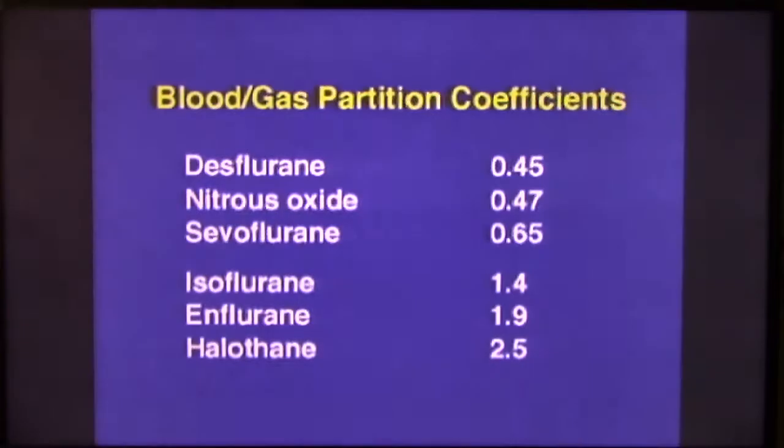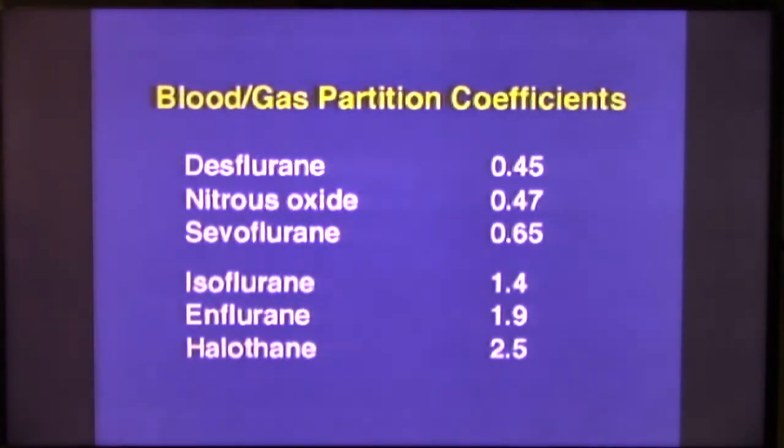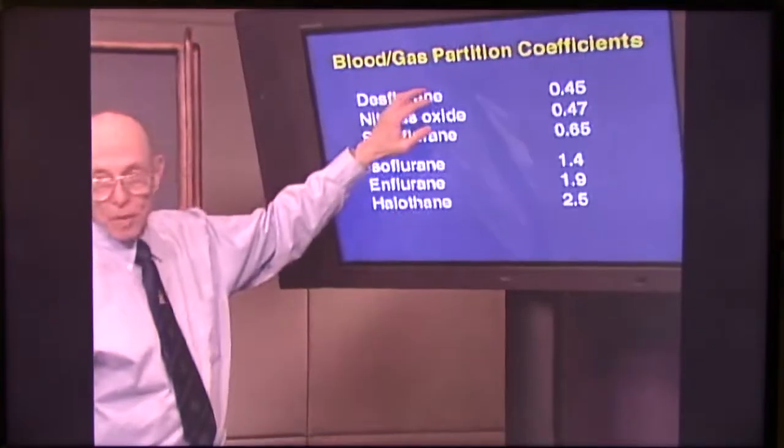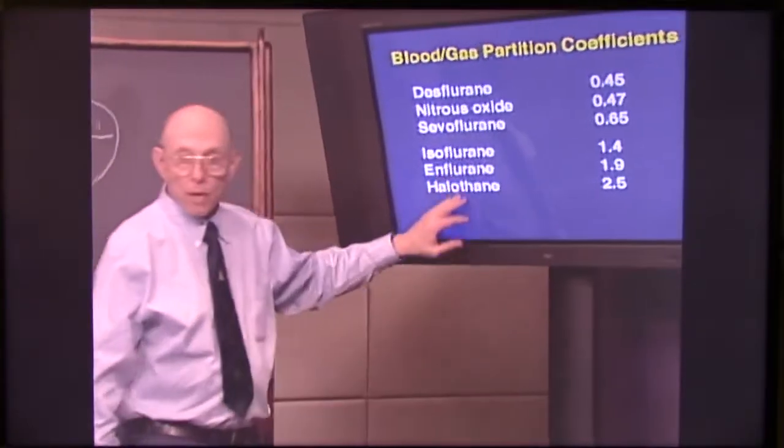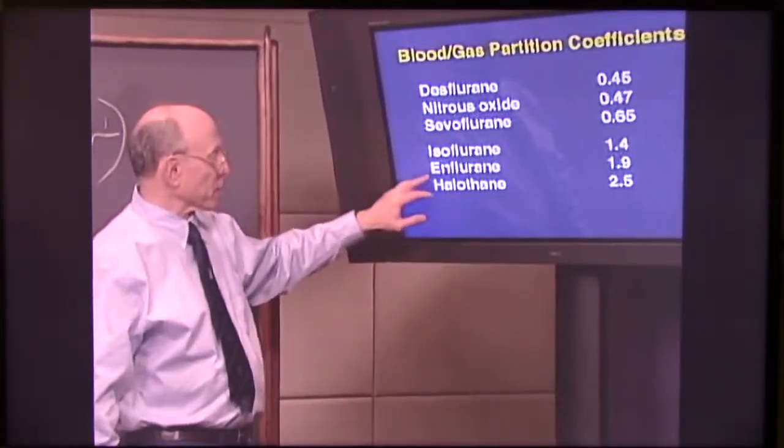And here are such numbers. And indeed, for those of you that are taking your certifying exams or your board exams, these are numbers you've got to memorize. They are numbers to remember. They're probably the most important numbers that are associated with any anesthetic. They group themselves, interestingly enough, into 2 groups. One is a group of poorly soluble anesthetics: desflurane, nitrous oxide, and sevoflurane. The other, a group of moderately soluble anesthetics, like isoflurane, enflurane, and halothane.